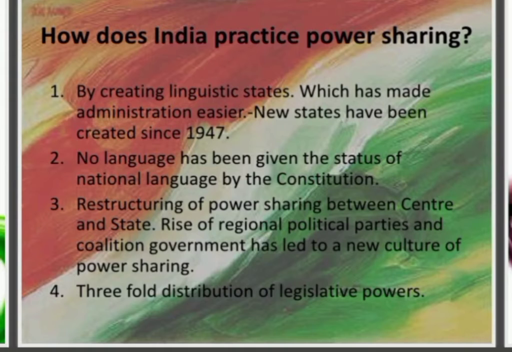Now, further, we can see that there are some states which are given special powers, but we are very clear now that after Article 370 was revoked, Jammu and Kashmir was converted into two union territories, J&K and Ladakh. J&K with a legislature and Ladakh without a legislature.